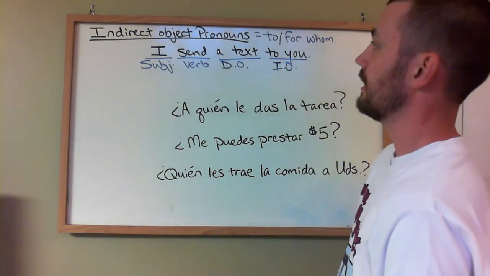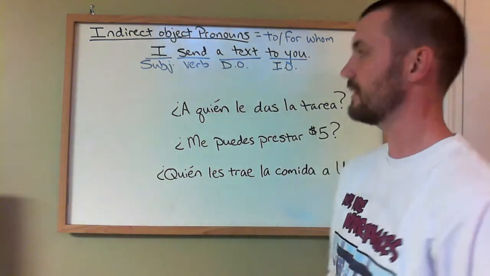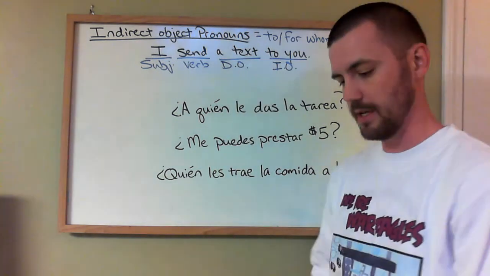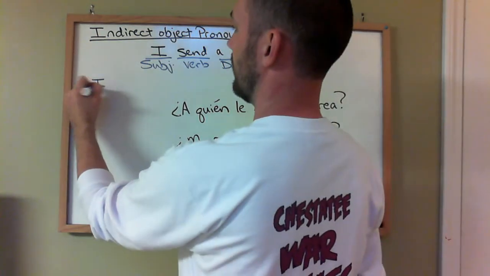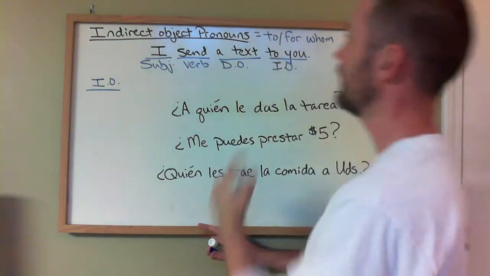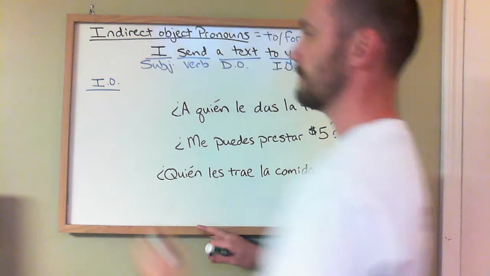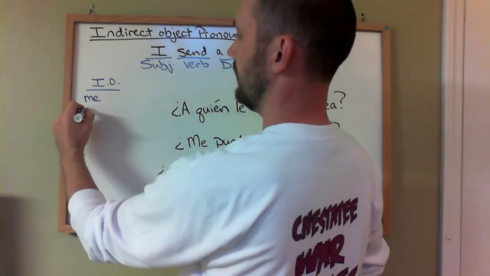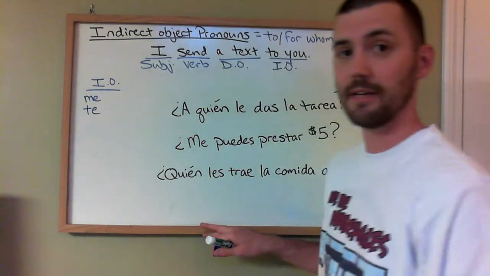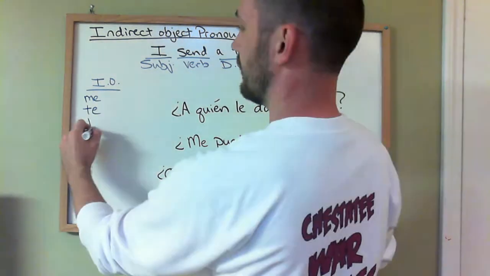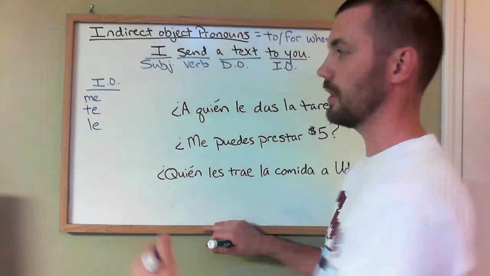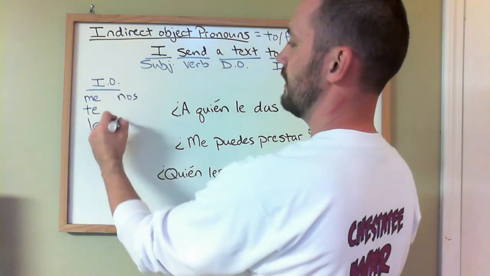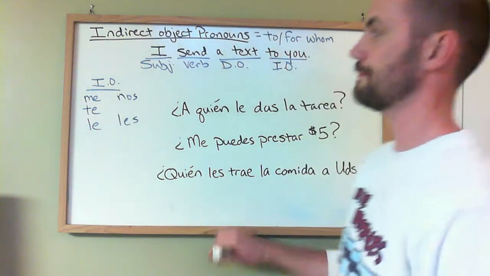Okay, now before we begin, let's look at what all of the indirect object pronouns are in Spanish. Indirect object pronouns tell to whom or for whom an action is performed. The pronouns, you may remember from gustar, we had me gusta, if it was pleasing to me. Te gusta, if it was pleasing to you. Le gusta is pleasing to him or her, or usted, you formal. Nos gusta, and les gusta.